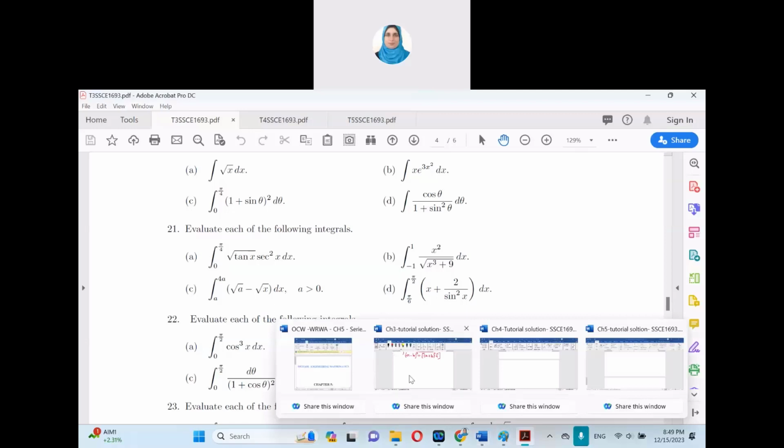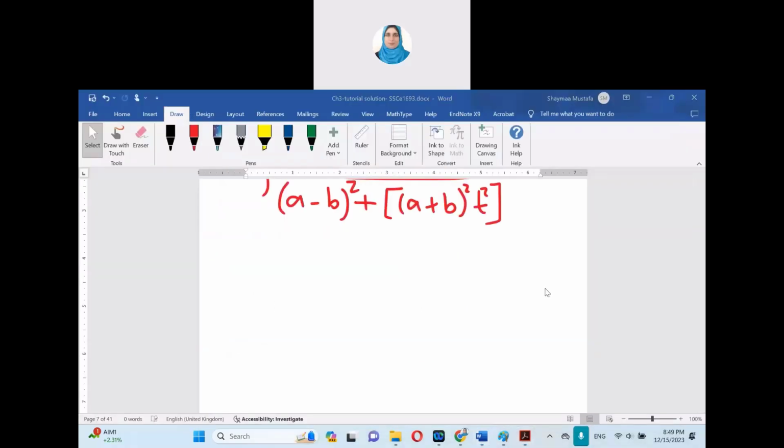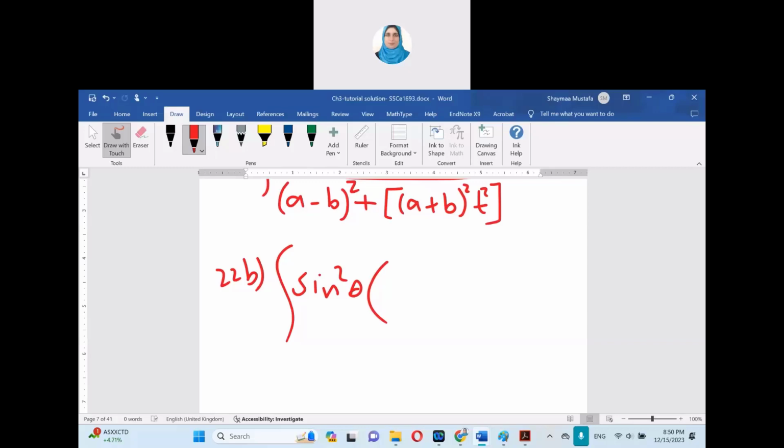This question 22b: integration of sine square theta, then cos cube theta minus 1 d theta.